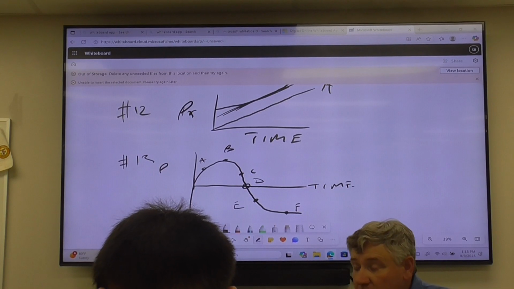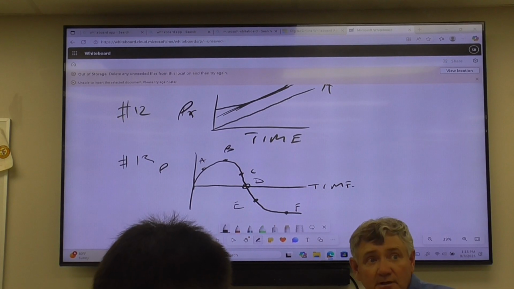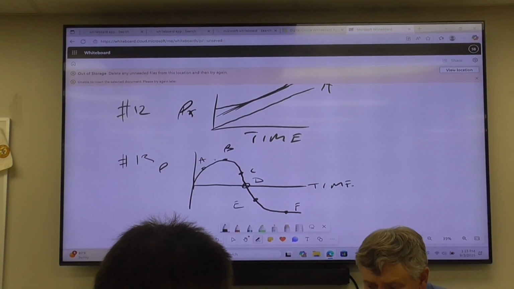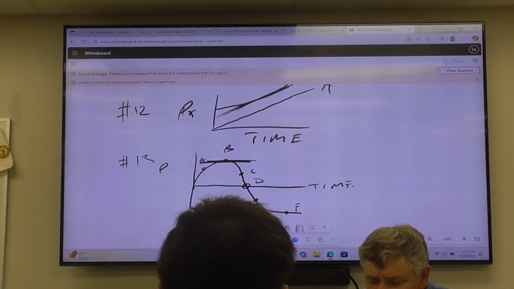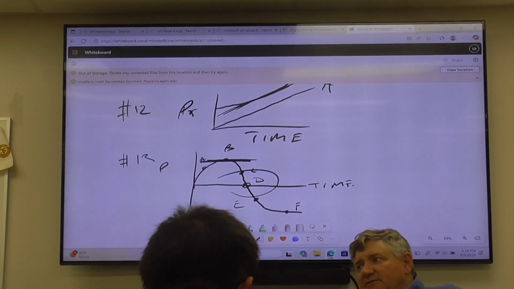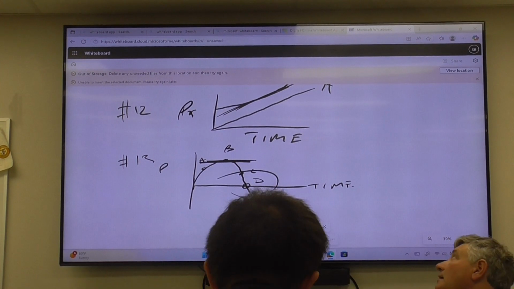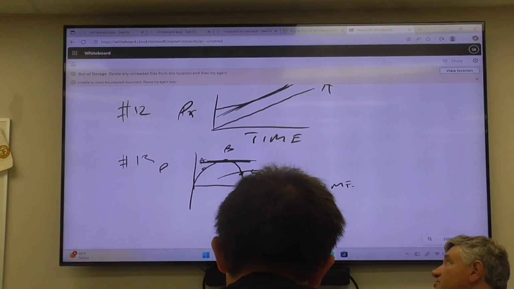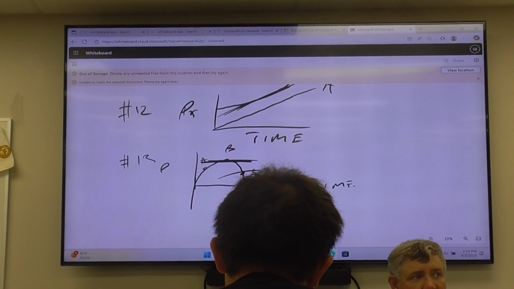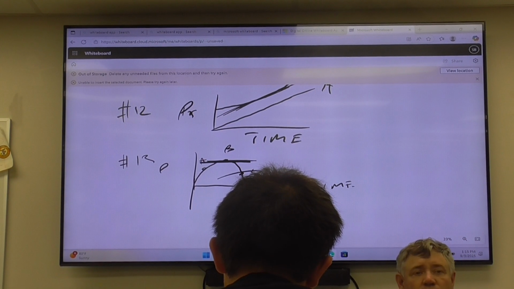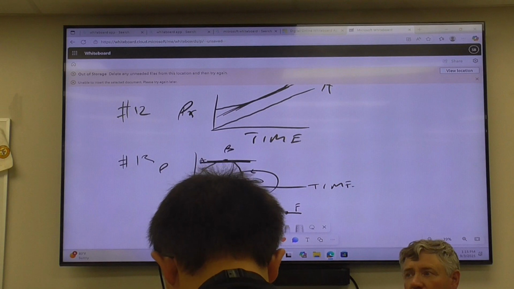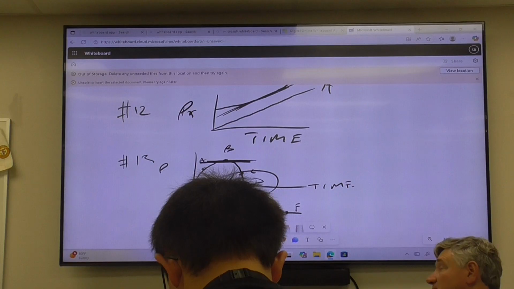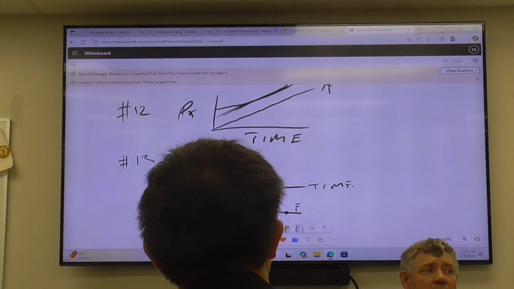What about B? No. Why not B? Because it's 0, it stops. Yeah, what do you know about the velocity at B? 0. Now, an interesting question. Speaking of D, did the object change direction at D? No. Why not? It changed direction at B. But why didn't it change direction at D? That just means it went through the origin.